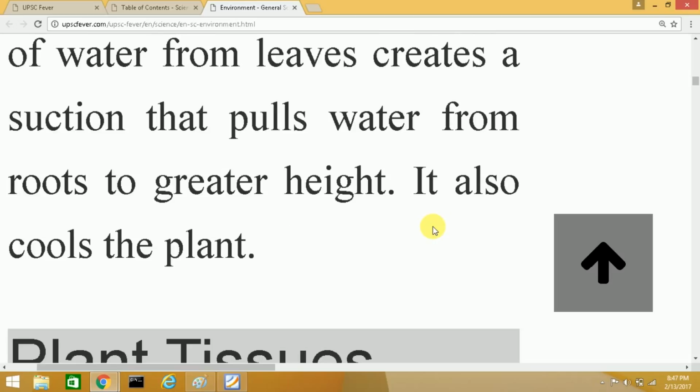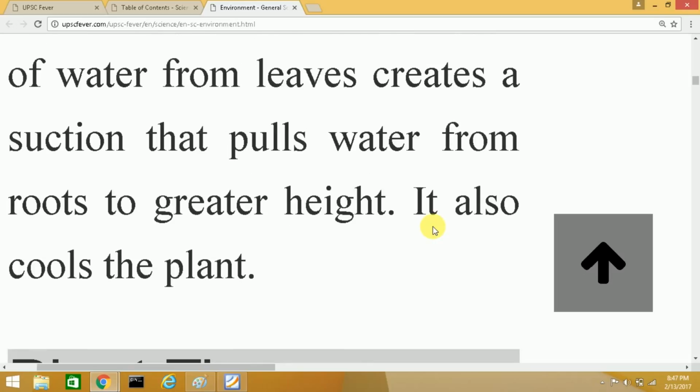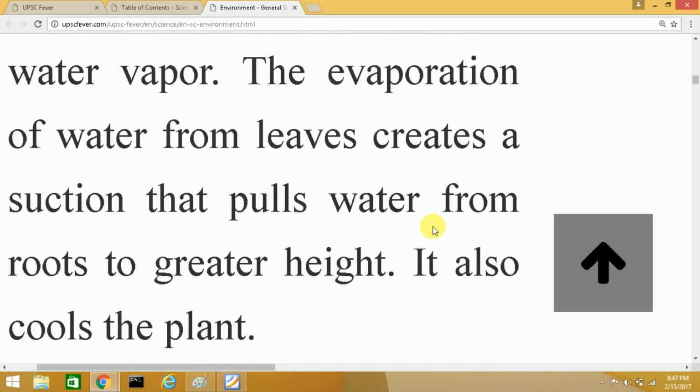So there are two advantages of transpiration. Although excessive transpiration can lead to drying, one advantage is that it allows nutrients to reach greater heights, and also it moderates the temperature of the plant.